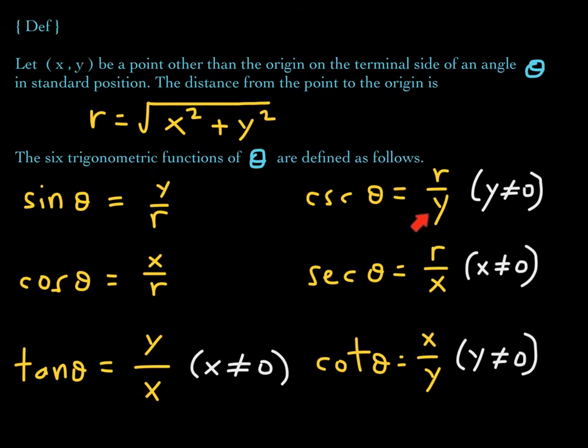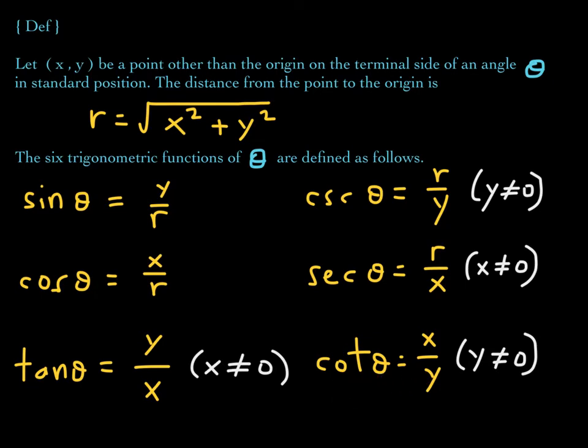Cosecant of theta is r over y. Notice that it's the reciprocal of sine of theta. Make sure y is not 0 or else cosecant is undefined. Secant of theta is r over x. Please notice that it is the reciprocal of cosine of theta. X must not be 0 or else secant of theta is undefined. Finally, cotangent of theta is equal to x over y. Y must not be 0 or else cotangent of theta is undefined.